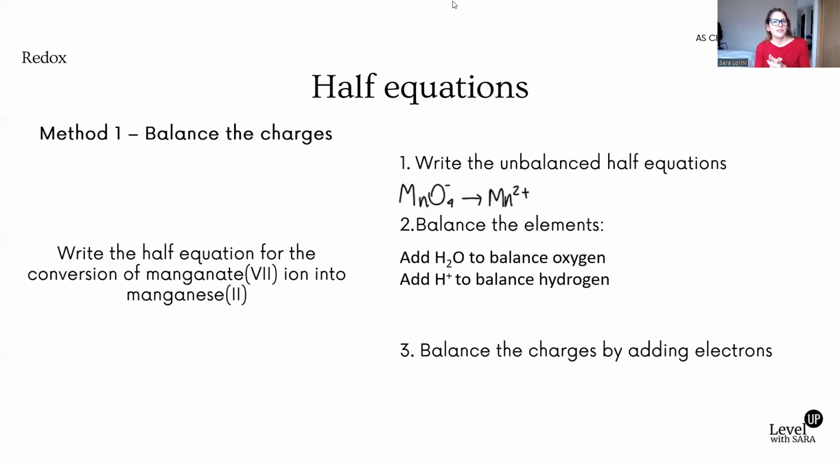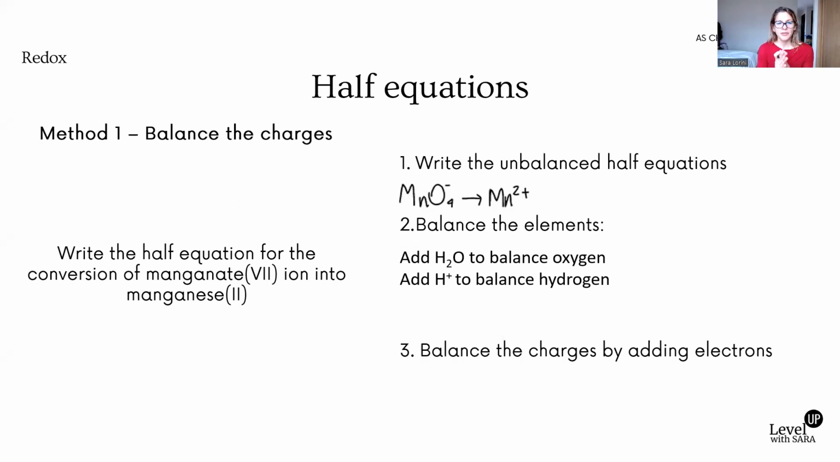So let's balance half equations. We will look at the two methods, depending on the type of half equation that we have to balance. First of all, the type of exercise that we might get and why we need to write half equations. Half equations, remember, show what happened to one element only. So manganese in this case, if it's reduced or oxidized, so what happens in terms of electron transfer.